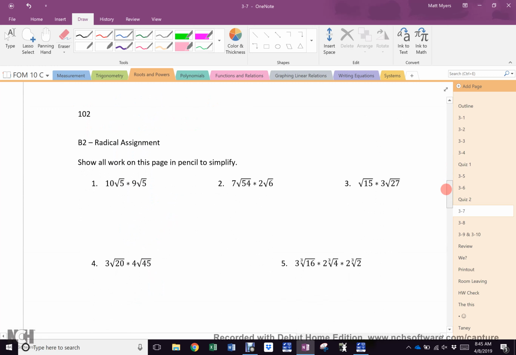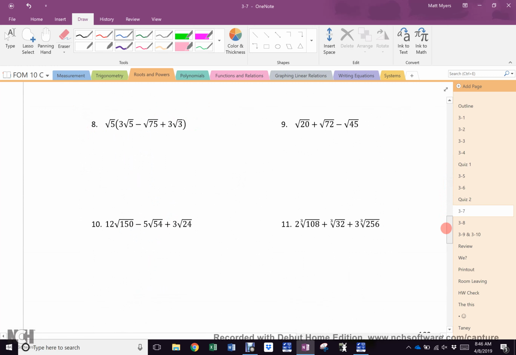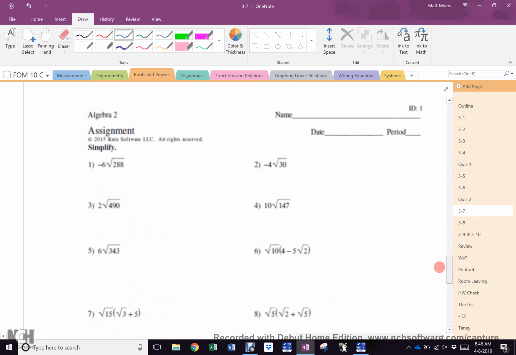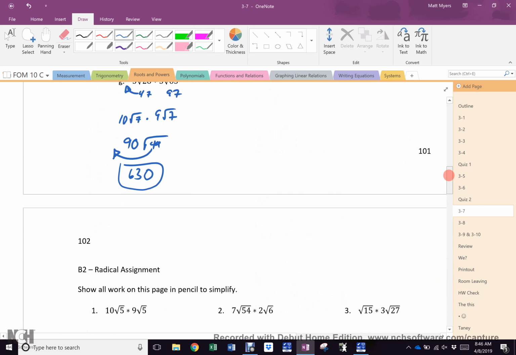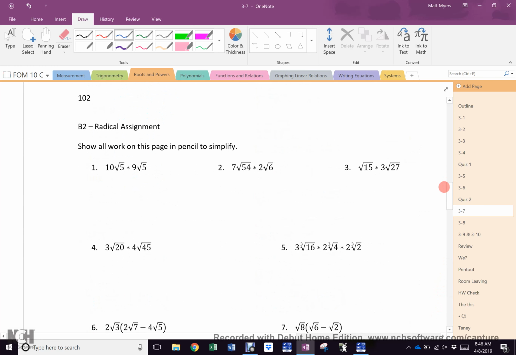See what your work is? Page 102 and 103. We have a quiz tomorrow. Now listen, what if you don't finish this work today? That would be silly, because I'm giving you 45 minutes. Is there any reason not to have this work done today? Of course not. Right.